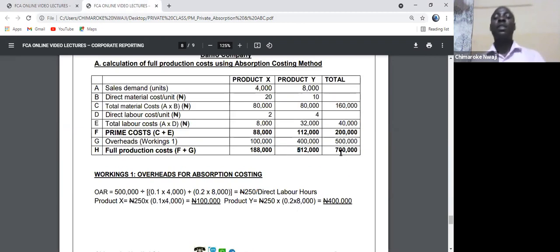But how this 700 is being divided into the products depends on the method, which is ABC or absorption. So which one of them is correct? We said ABC is correct because they use more sophisticated activities to drive the cost. You know, activities, if there are no activities, you will not incur costs.